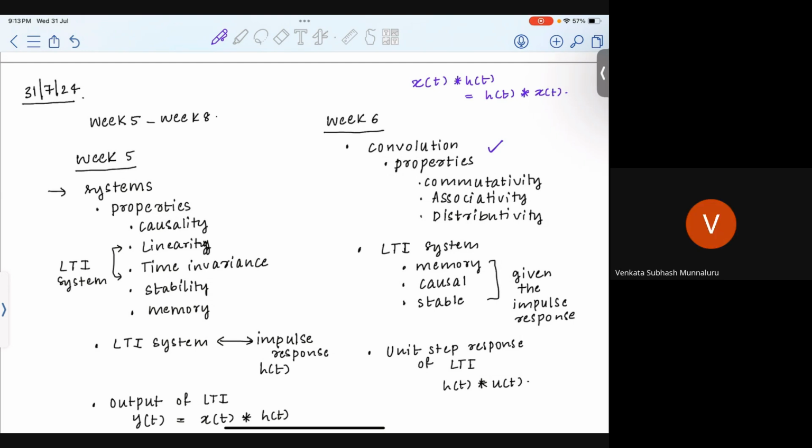Changing the position of brackets. So x of t convoluted with h1 of t convoluted with h2 of t is the same as x of t convoluted with h1 of t convoluted with h2 of t.